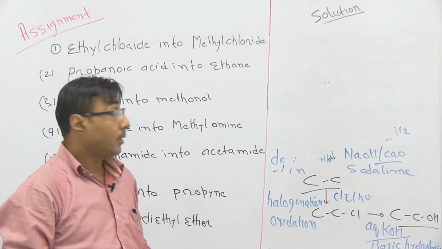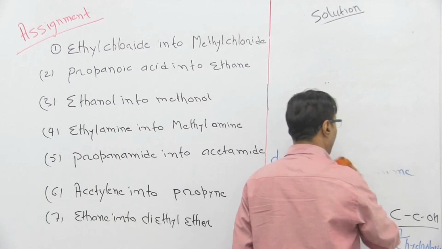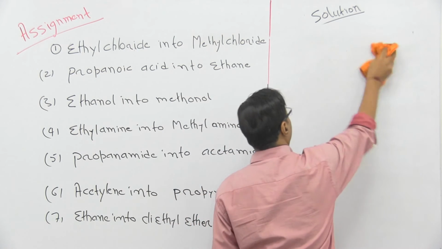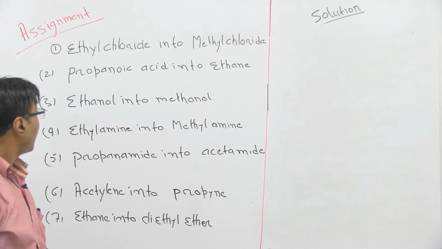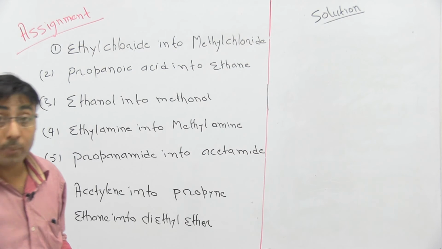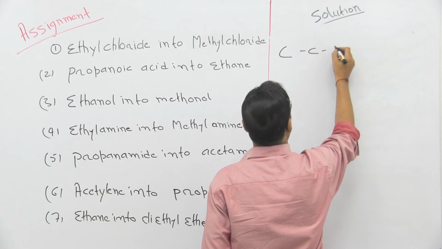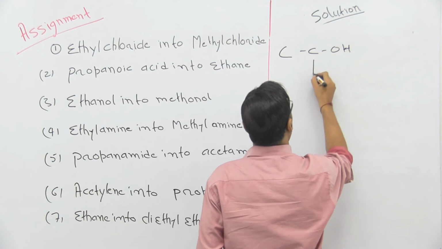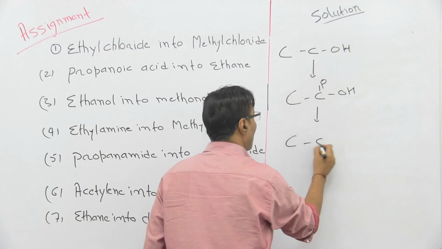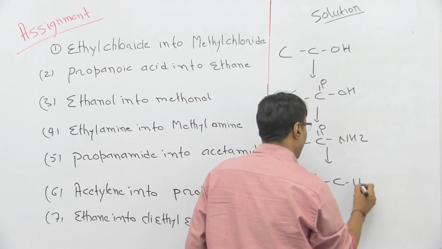We can try the Hofmann bromamide method. What is the first thing we have to do? The first thing is to convert this alcohol into an amide. So this will be CC double bond O single bond OH. Then convert it into an amide. Amide means CONH2. Then convert into CCNH2.